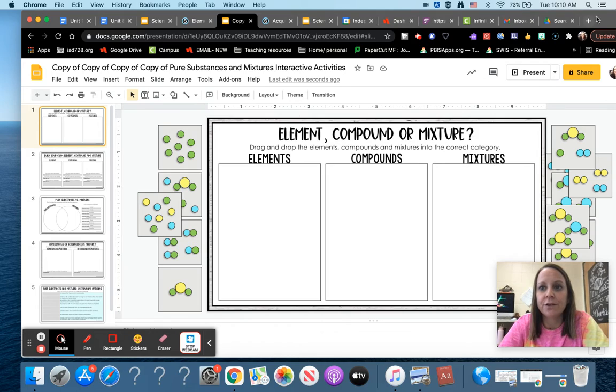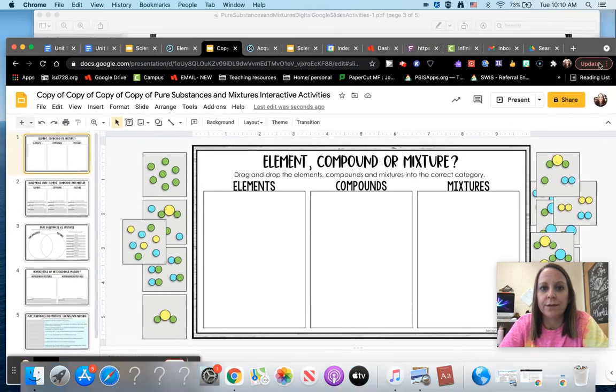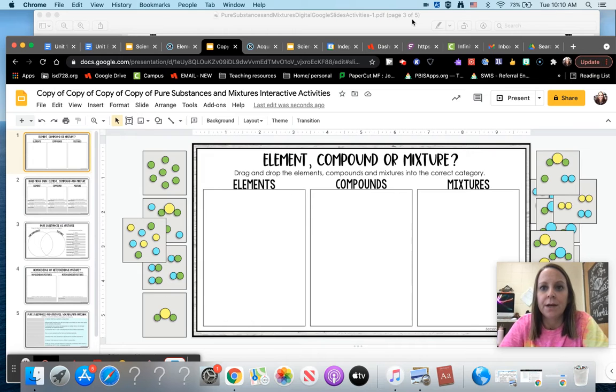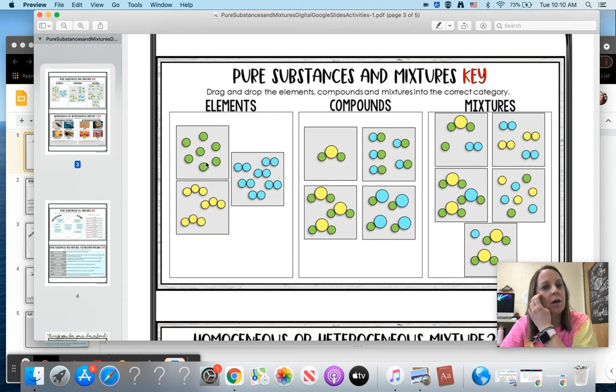Okay, so this first slide, and I'm going to kind of toggle back and forth because the key is behind this. Okay, remember, an element is where you have all of the same type of atom, so just one thing from the periodic table. So these three would be elements. And compounds is when you have more than one different thing from the periodic table. So these four would be compounds, because see how they're different colors? But then all of them are the same. All of the molecules are the same in that box. And then mixtures is where you have different elements and compounds in the same substance. So they're mixed together.